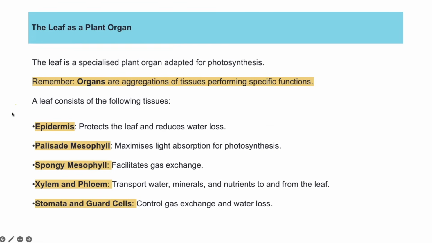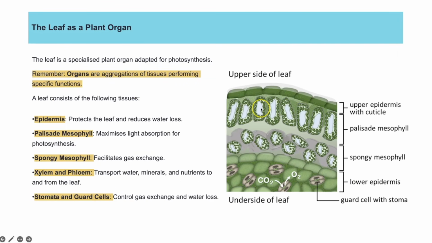So the leaf is a plant organ. And as a reminder, organs are groups of tissues that work together to perform a particular function. And the tissues inside of a leaf are the epidermis tissue, palisade mesophyll, spongy mesophyll, xylem and phloem, and the stomata and the guard cells. So here we can see that cross section through the leaf. So the epidermis, you have a top, so upper, and also a lower epidermis. That is often waxy and it's there to prevent water loss from the leaf.